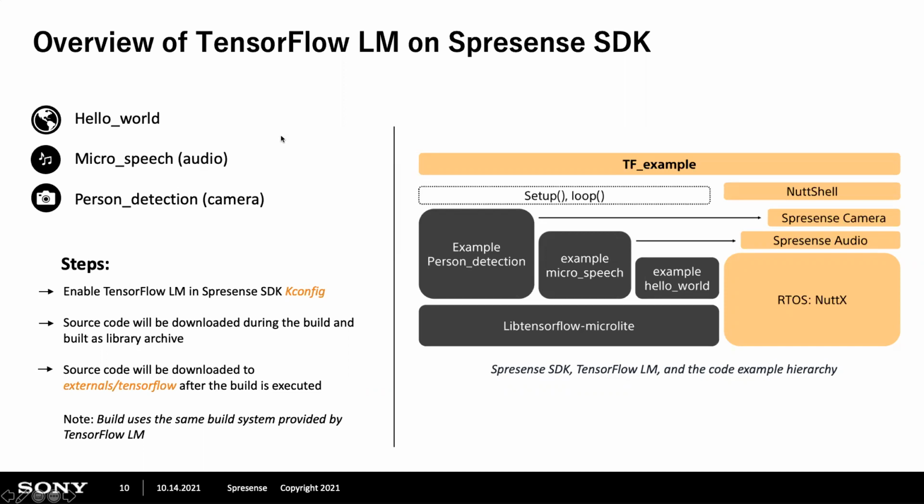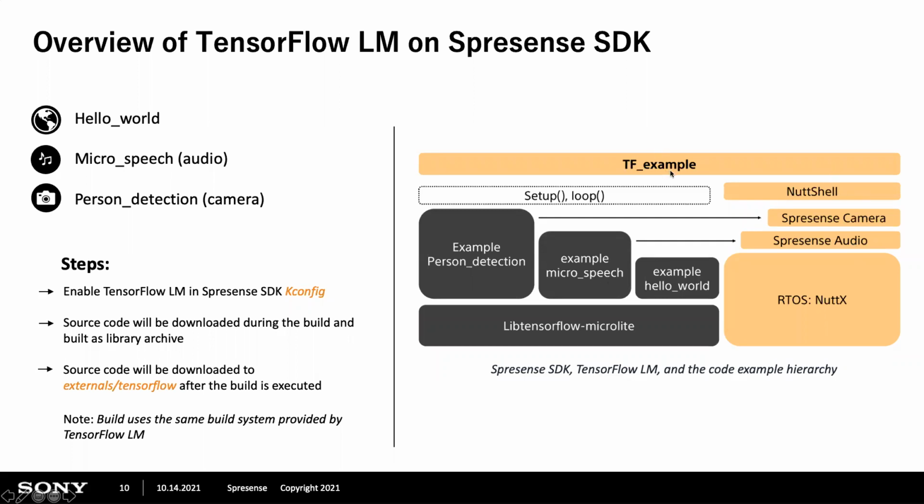So what happens here, I told you this is all built on TensorFlow. Let's look at this picture. We have the hello world, all these 3 examples, as you see in the gray, they are built on top of the TensorFlow library. Okay, and then if you look at the yellow color, you see Spresense here. Spresense uses a real-time operating system, NuttX. And now we are working with audio, so we need to provide the Spresense audio component and camera. NuttShell is just a command line provided by NuttX, then you can run these examples.